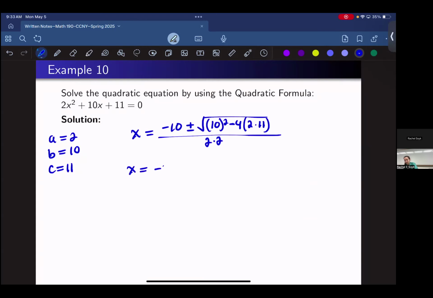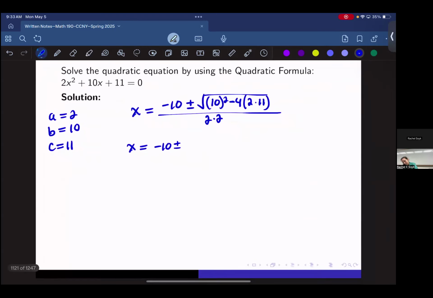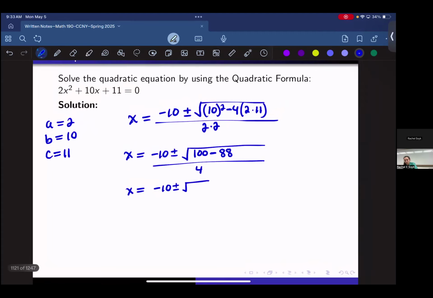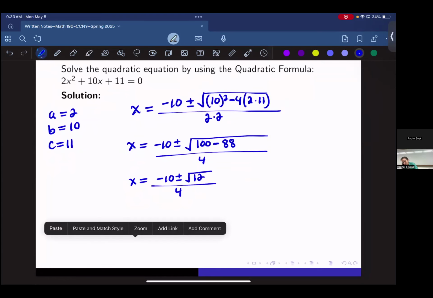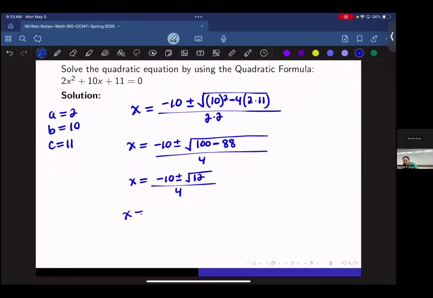And then simplify. 10 squared is 100. 2 times negative 4 is negative 8, times 11 is negative 88. 2 times 2 is 4. 100 minus 88 is 12. The square root of 12 can be broken up into the square root of 4 and the square root of 3. And we know the square root of 4 is just 2.